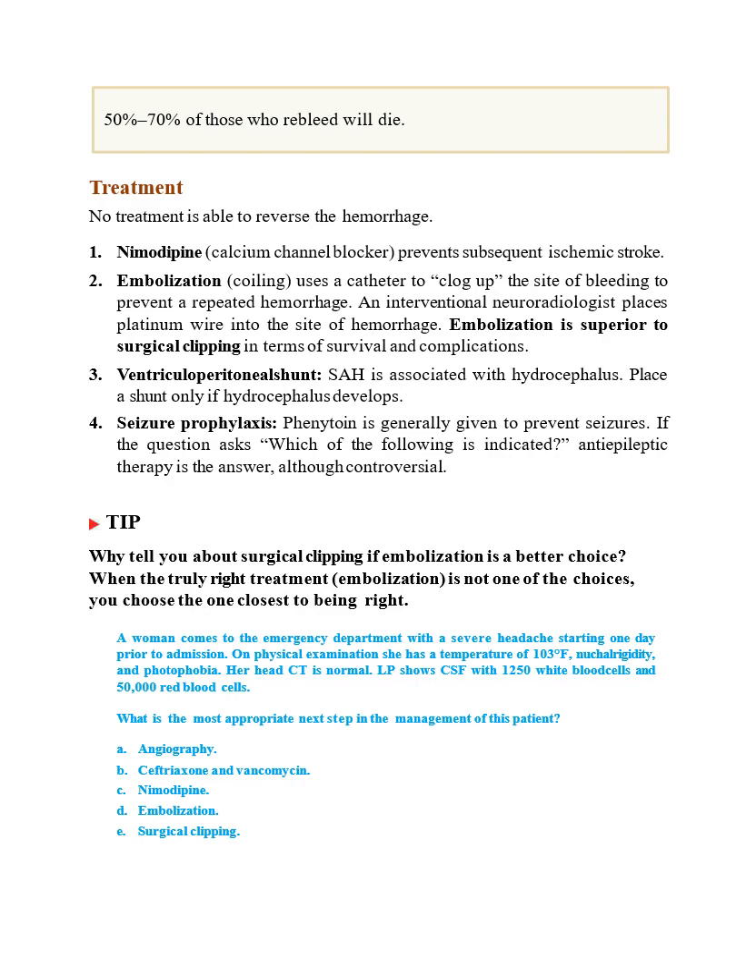Number three is the so-called ventricular peritoneal shunt. In this case, the subarachnoid hemorrhage is associated with hydrocephalus. We need to place a shunt only if the hydrocephalus develops. The fourth treatment option is seizure prophylaxis, and usually phenytoin is given to prevent seizures.